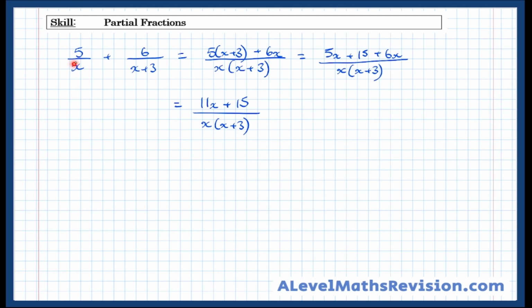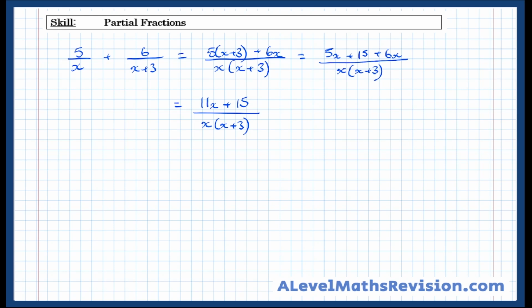So these here are partial fractions. There's two parts to it. There's 5 over x and there's 6 over x plus 3. And this here is a combined fraction. So terminology wise, partial fractions are what we started with here, and a combined fraction is what we end up with, sometimes called a compound fraction. But the challenge lies with taking a compound fraction and working backwards to get the partial fractions, and that now is what I'm going to show you how to do.